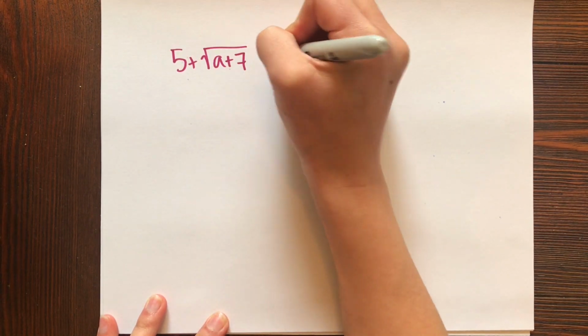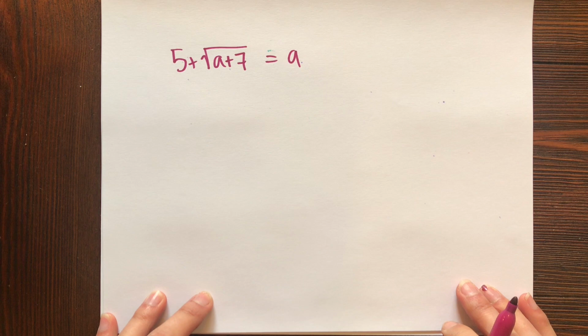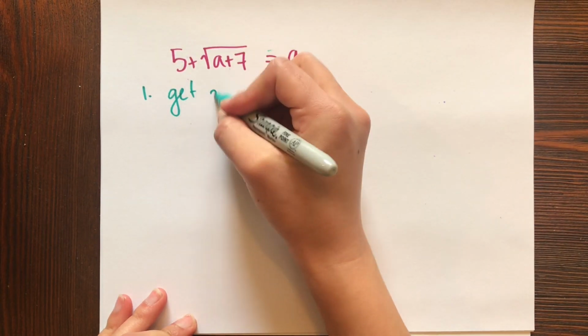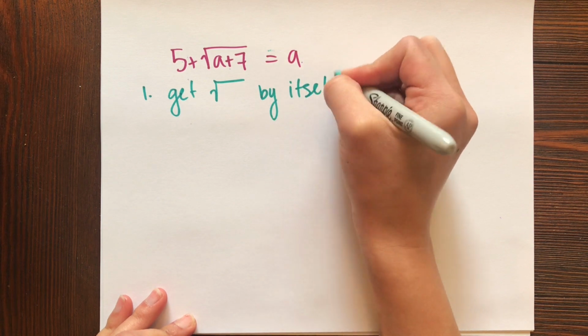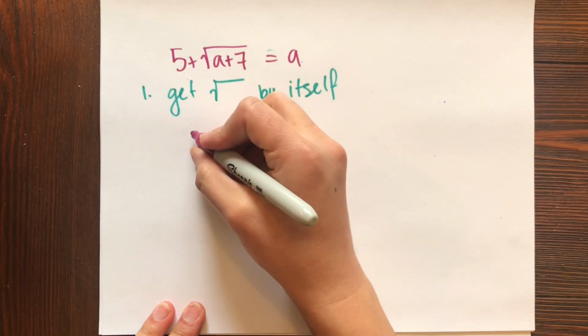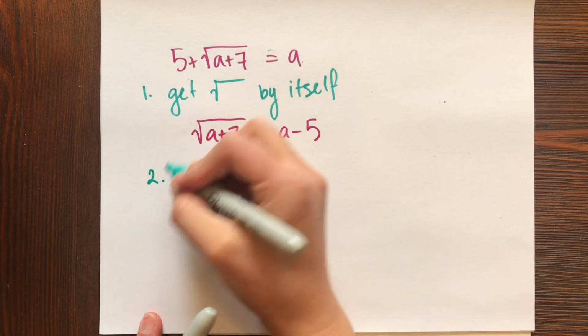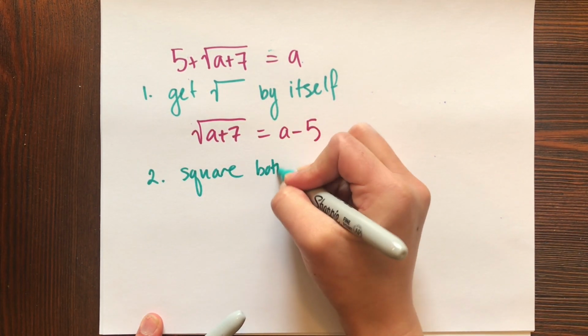All right, let's get a little bit more tricky. Suppose we actually have an a term and we also have a square root of a plus 7 term. Okay, we have both. So your first step is going to get the square root by itself. So I'm going to move the 5 to be over with a. The second step that you're going to do is you're going to square both sides again.